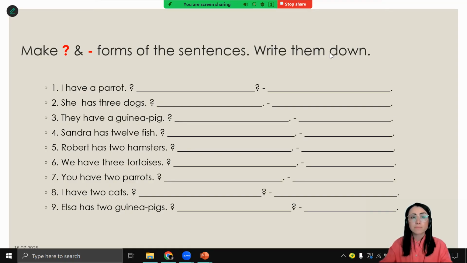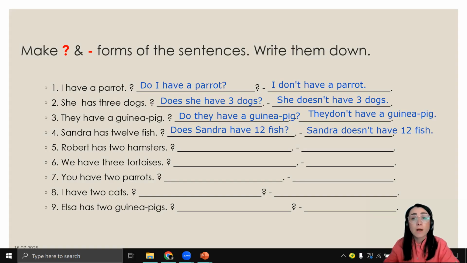Correct answers. Do I have a parrot? I don't have a parrot. Does she have 3 dogs? She doesn't have 3 dogs. Do they have a guinea pig? They don't have a guinea pig. Does Sandra have 12 fish? Sandra doesn't have 12 fish.